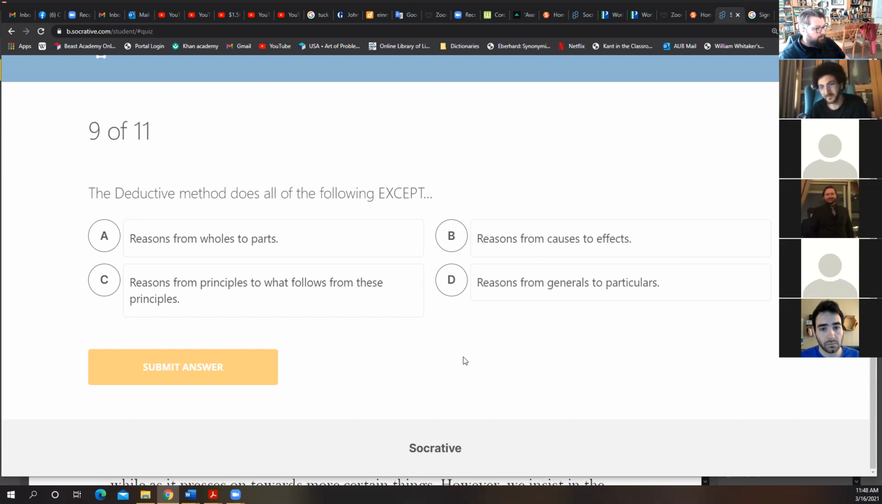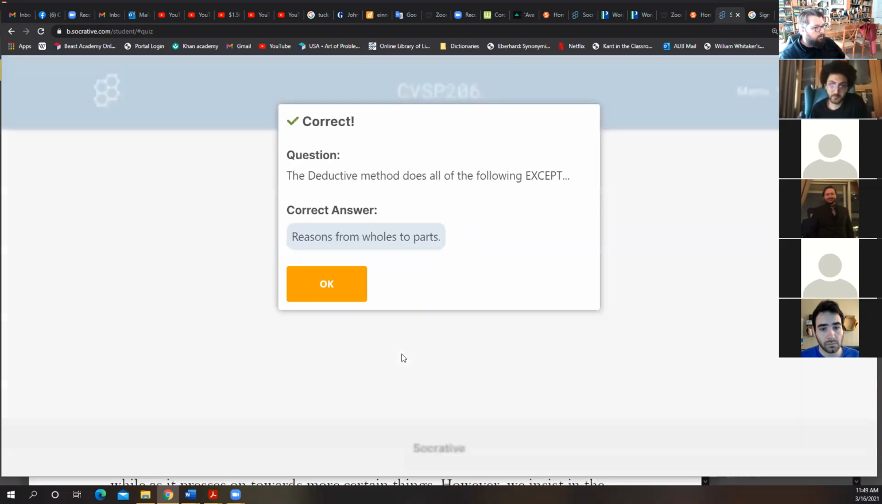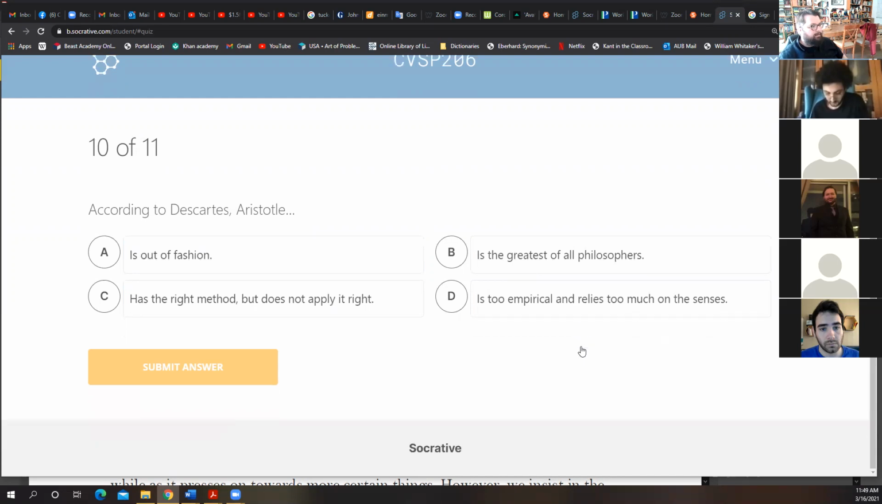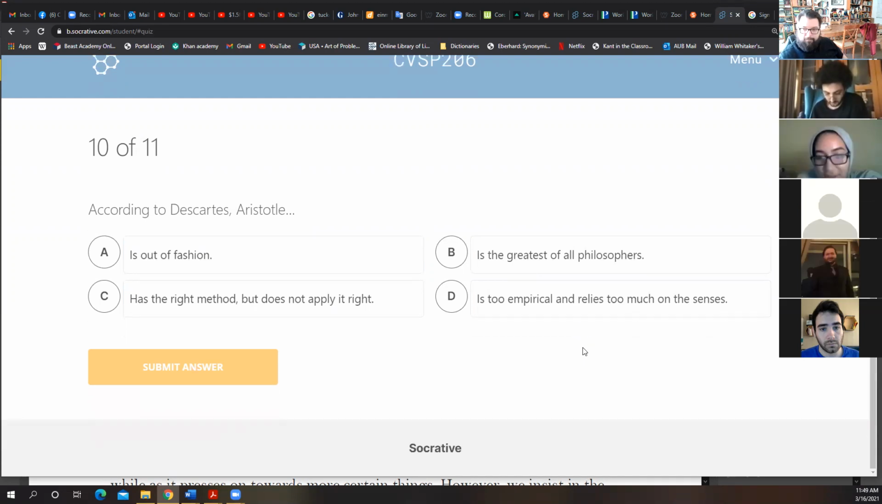So the answer should be reasons from wholes to parts. According to Descartes, Aristotle is out of fashion, is the greatest of all philosophers, has the right method but does not apply it, is too empirical and relies too much on the senses. What do we think? I would say D. B? D. D. And why would you say that?